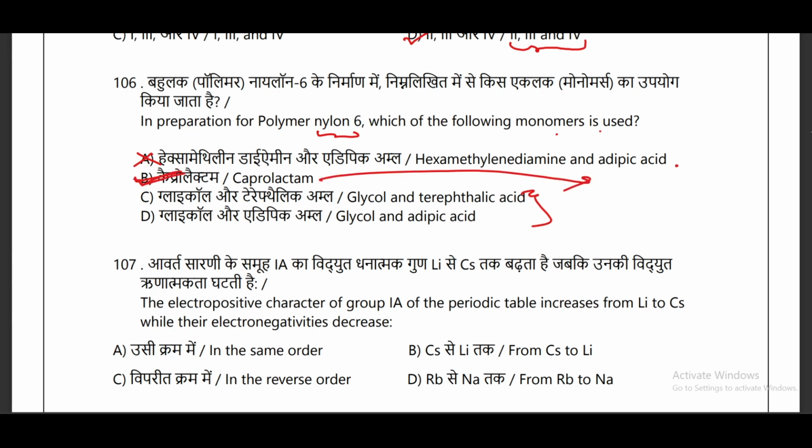So nylon 6 is prepared from caprolactam and its structure is C double bond O, NH. This is the structure of caprolactam. So if you will see, preparation of nylon 6 is from caprolactam, and this process occurs at high temperature under vacuum. So B option is your correct answer.